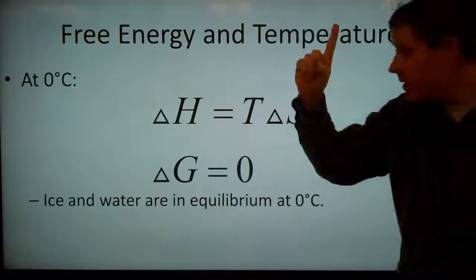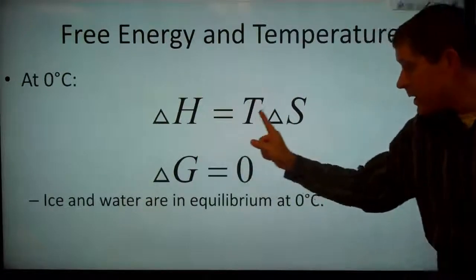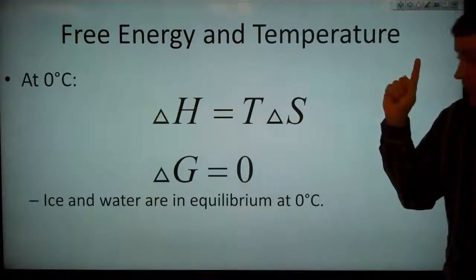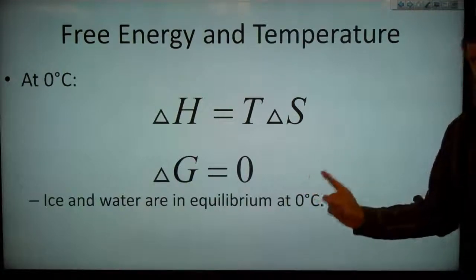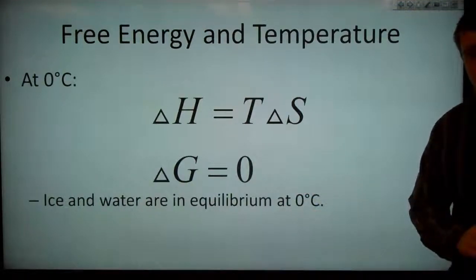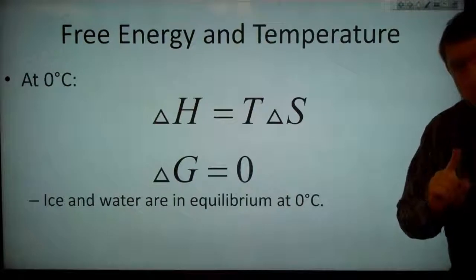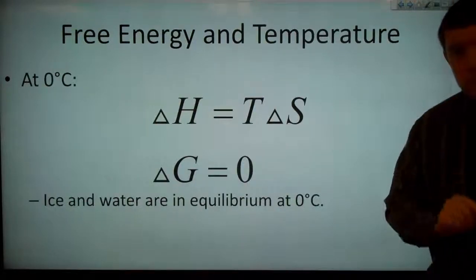And at 0 degrees C, delta H is equal to T delta S, and then delta G is equal to 0, which means ice and water can be in equilibrium at 0 degrees C and at no other temperature if the pressure is 1 atmosphere.